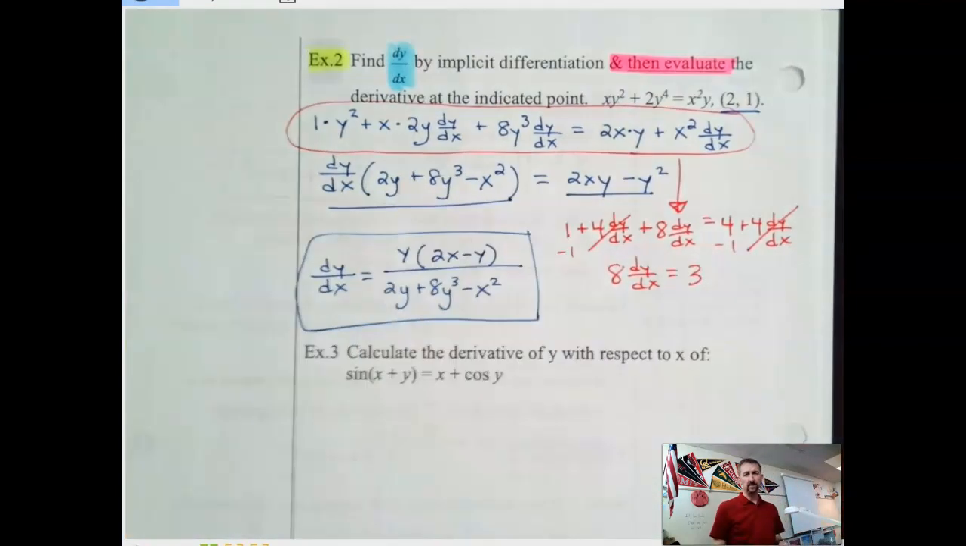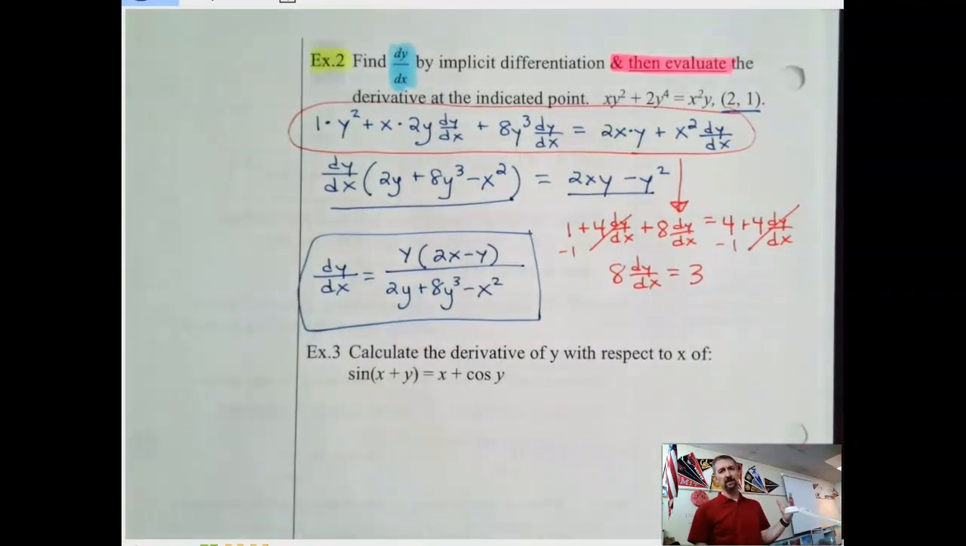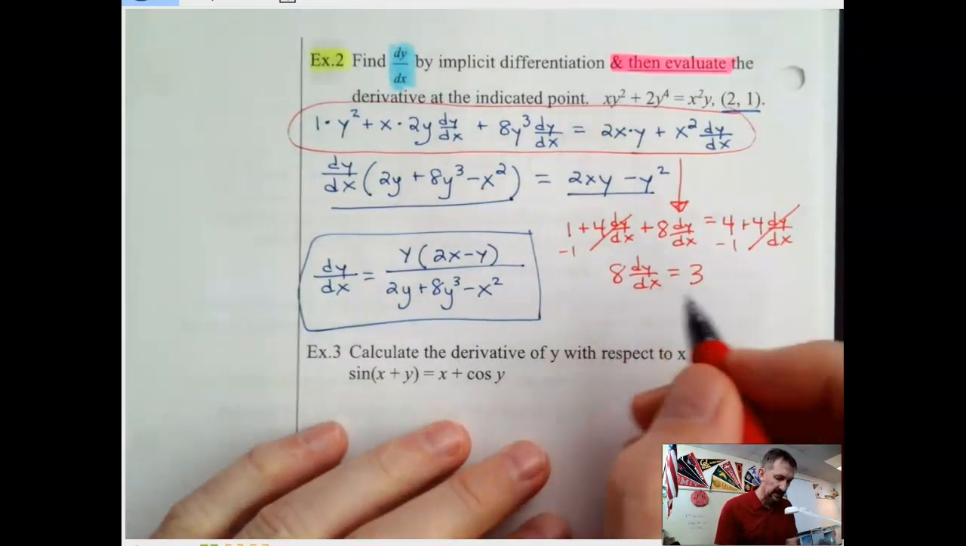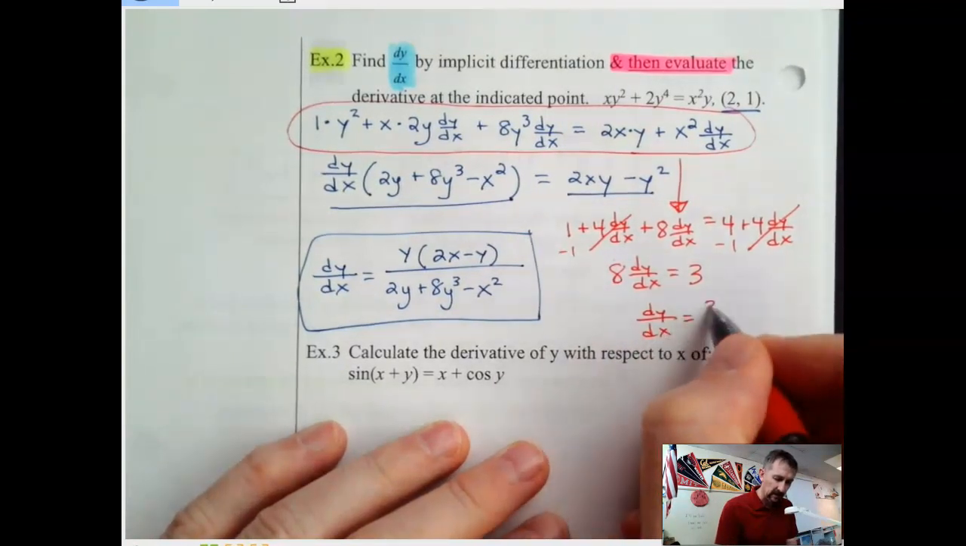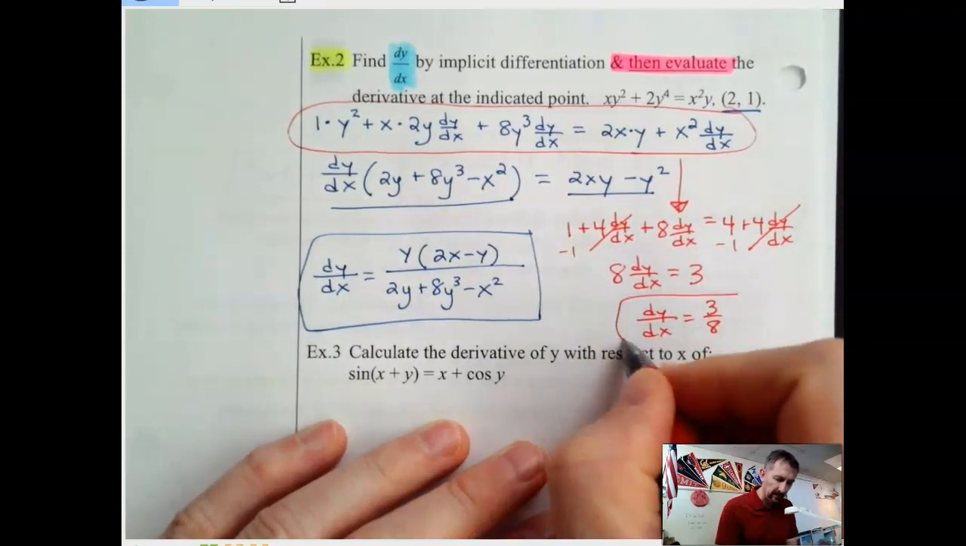Be careful about being too clever and doing too many steps in your head and making a silly mistake. We don't want to throw any points away. If we get all the easy points, we can get a really good score. And then divide both sides by 8. So dy dx equals 3 over 8.